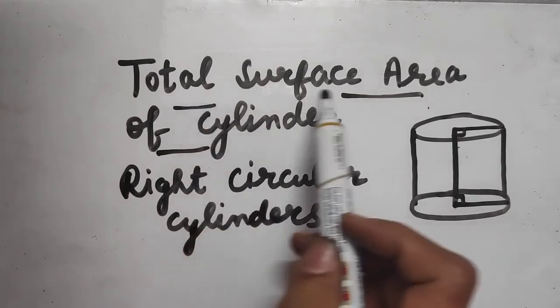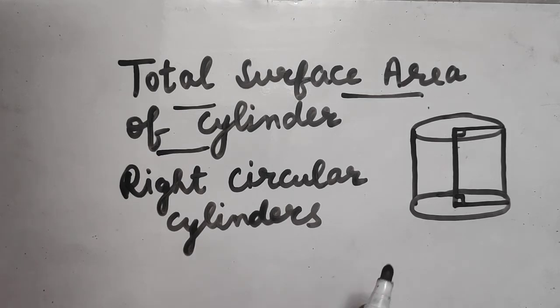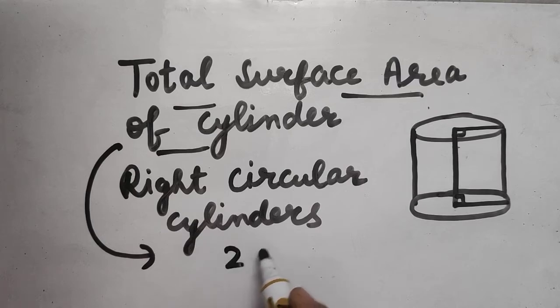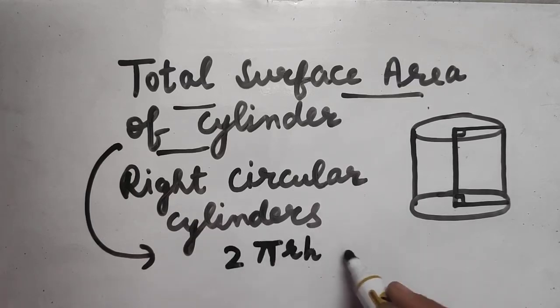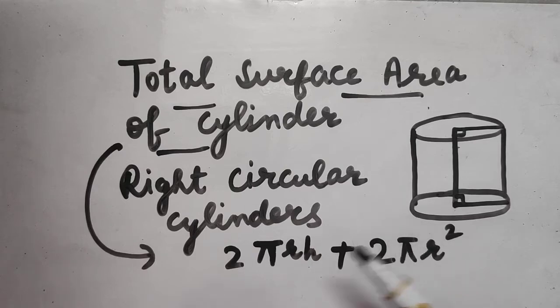So let us talk about now total surface area of cylinder. Total surface area of cylinder is given by 2 pi RH plus 2 pi r square. Basically, this is the area of rectangular piece plus area of 2 circular pieces. So total surface area is equal to 2 pi RH plus 2 pi r square.